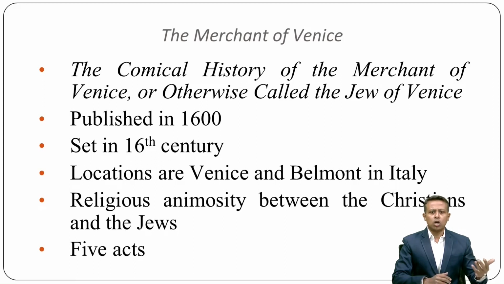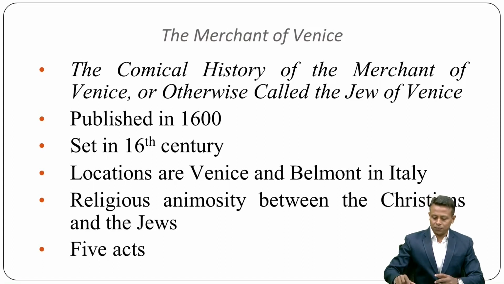The locations of this play are Venice and Belmont in Italy. The play focuses on the religious animosity between the Christians and the Jews. And just like all the plays of William Shakespeare, even this play has 5 acts.